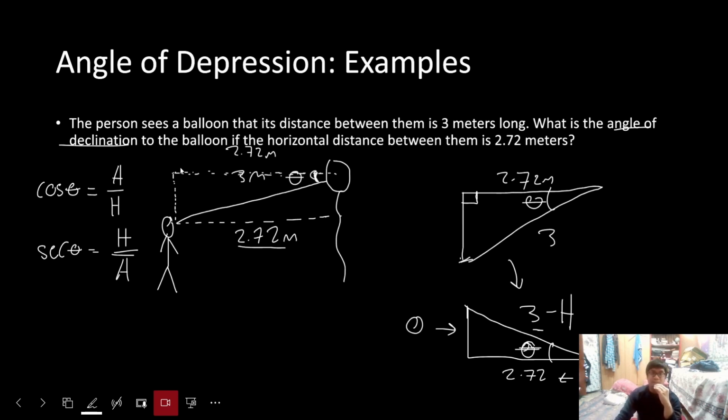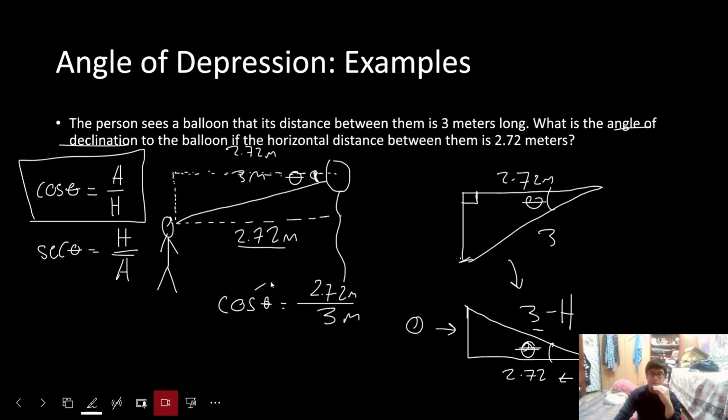So we have cosine theta is equal to adjacent all over hypotenuse. Here, we're going to use this one first. Cosine theta is equal to adjacent, which is your 2.72 meters, all over your hypotenuse, 3 meters. So let's find the angle. Theta is equal to arc cosine of 2.72 meters all over 3 meters. With that, we can find the angle with our calculator.